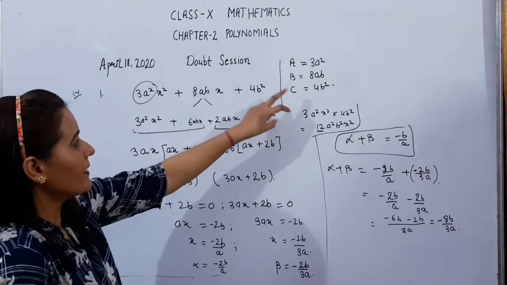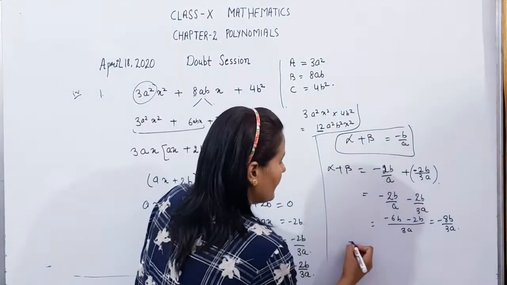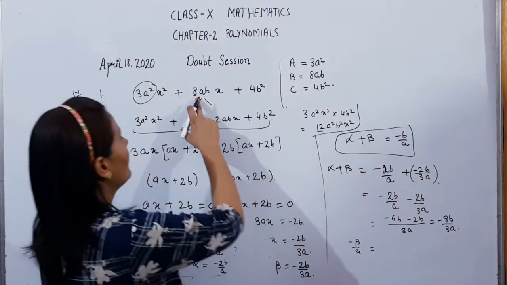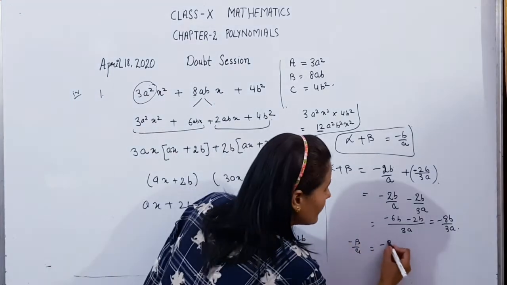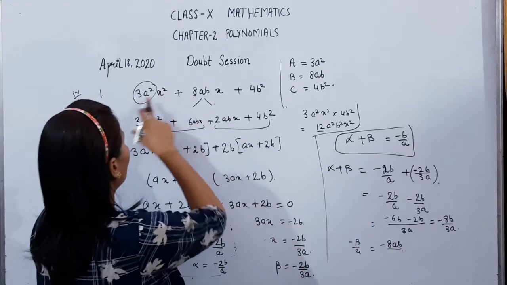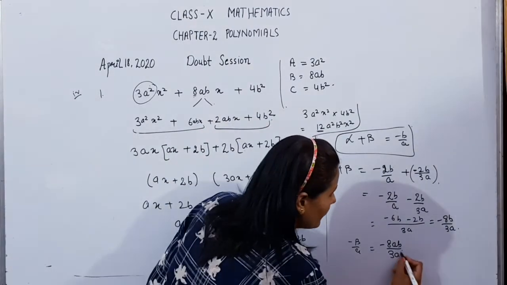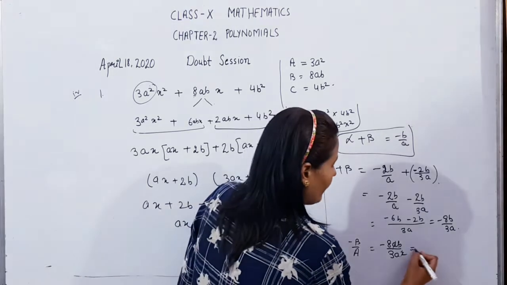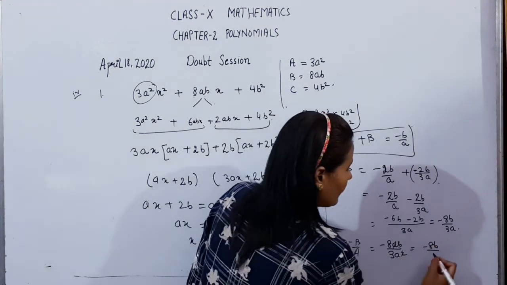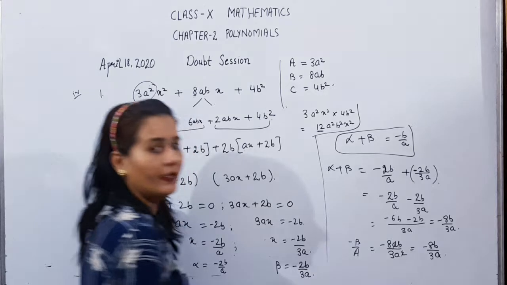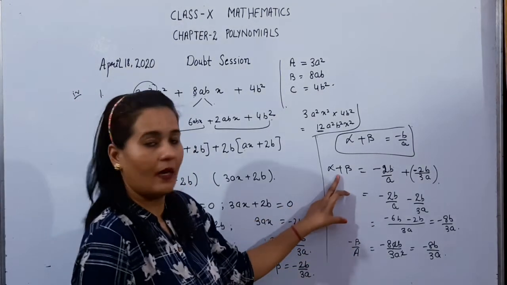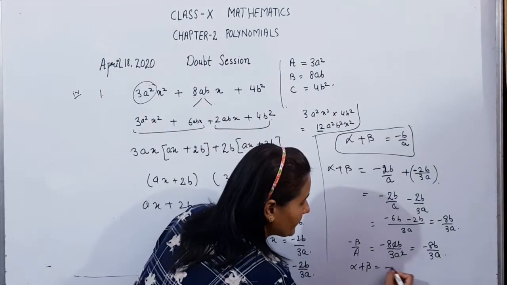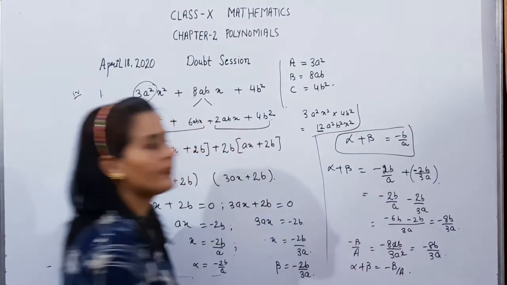Clear? Now let's check what minus B upon A is from this equation. Minus B upon A is minus 8ab upon 3a square, capital A I am using, okay. So this a and a are cancelled out. So what are we left with? Minus 8b upon 3a. So finally we have verified the sum: sum of zeros equals minus B upon A. Hence verified. Now we will see the product.